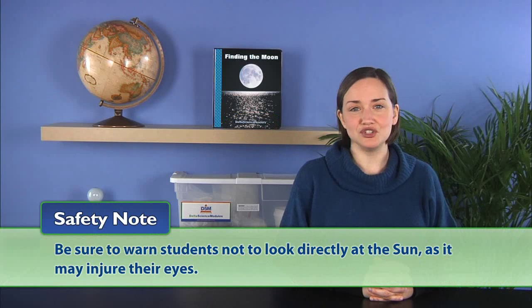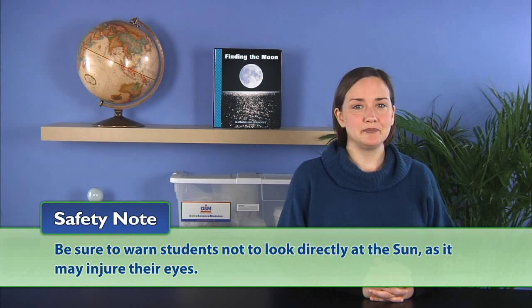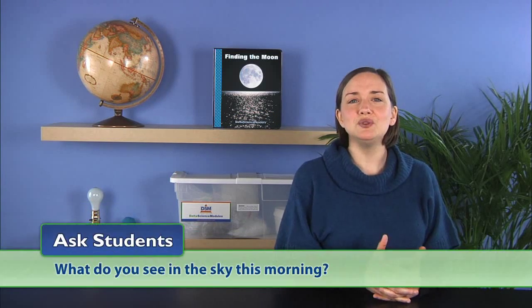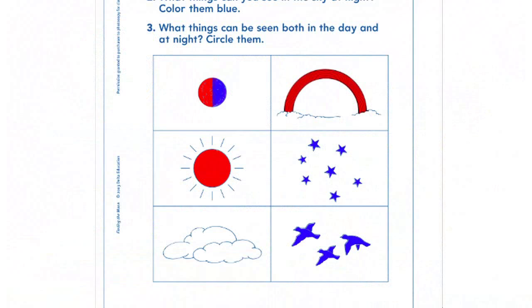Before students do this, however, make sure to warn students not to look directly at the sun, as it may injure their eyes. After students have observed the morning sky, ask, "What do you see in the sky this morning?" Students may be surprised to have seen the moon. Bring students back indoors and have them add the moon they have just observed to their drawings of the daytime sky. Then, distribute a copy of Activity Sheet 1 to each student and have them complete the sheets.